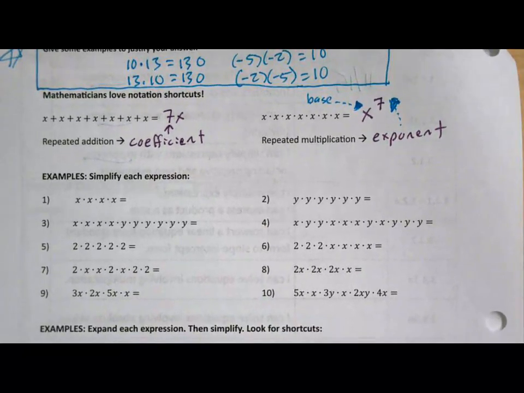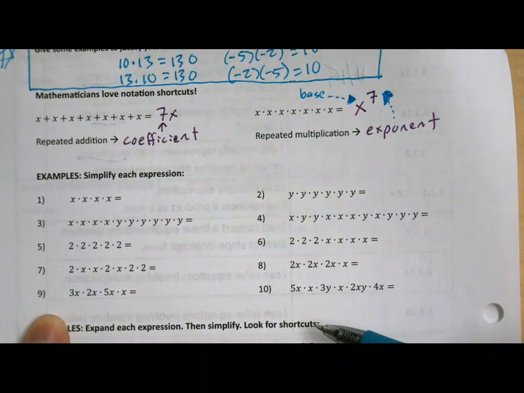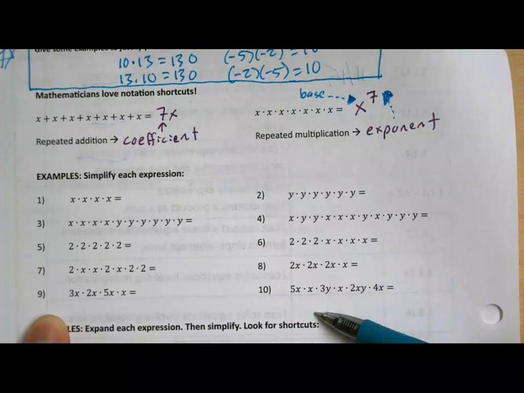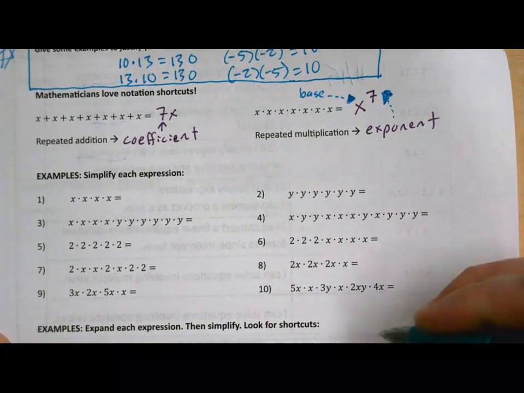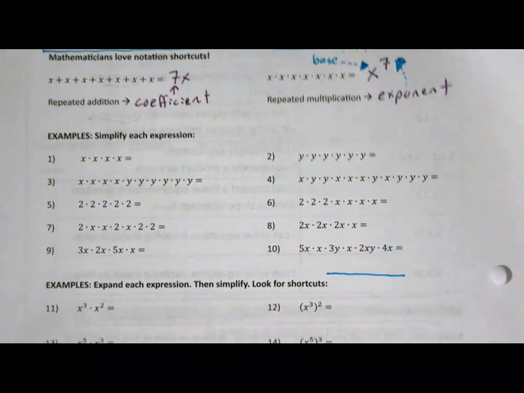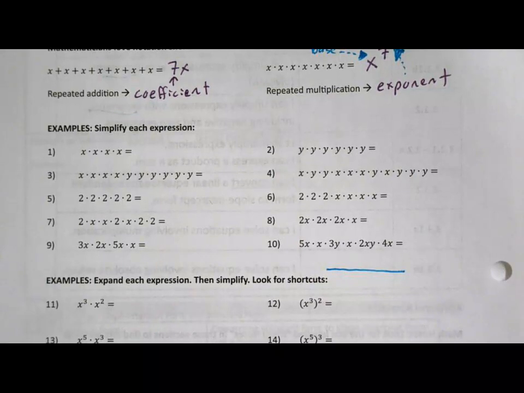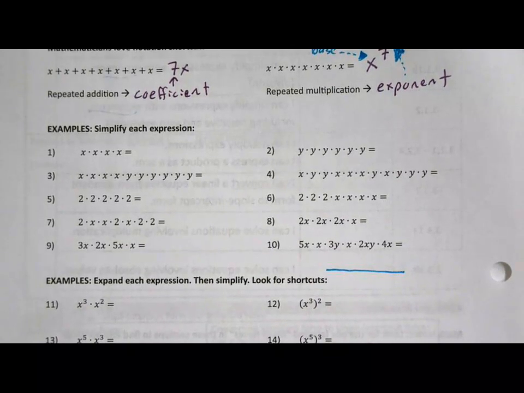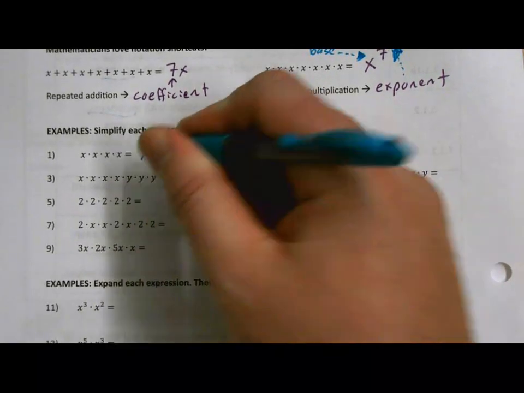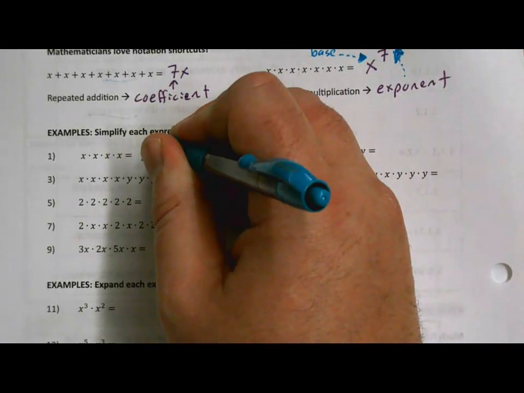Could I get you guys to just focus on 1 through 10? If you finish these, do not move on. Okay? Let me be very clear. Do not move past 10. If you're not sure what to do, I'll walk you through a couple of them here. We'll do number 1 together. I'm multiplying a bunch of stuff together. The thing I'm multiplying together is x. How many copies of x am I multiplying together? 4.